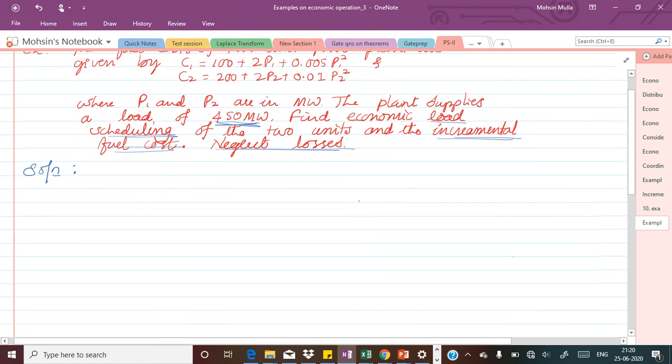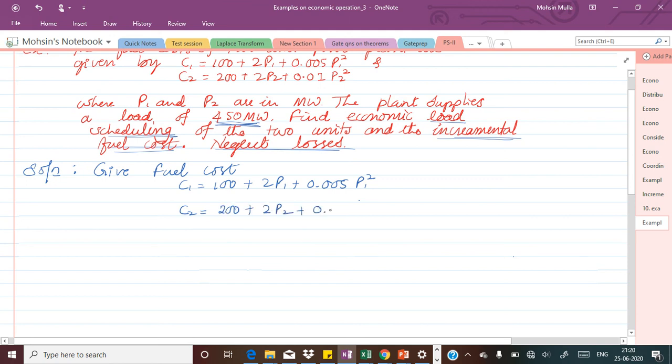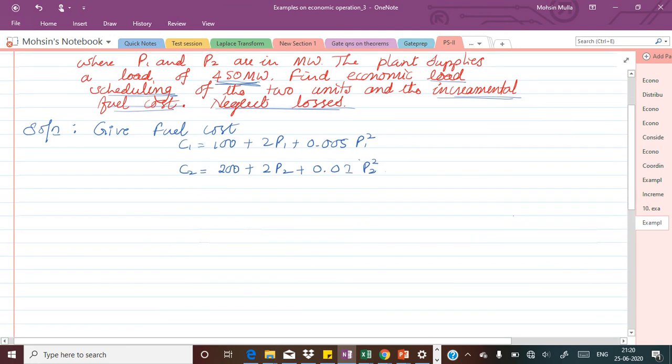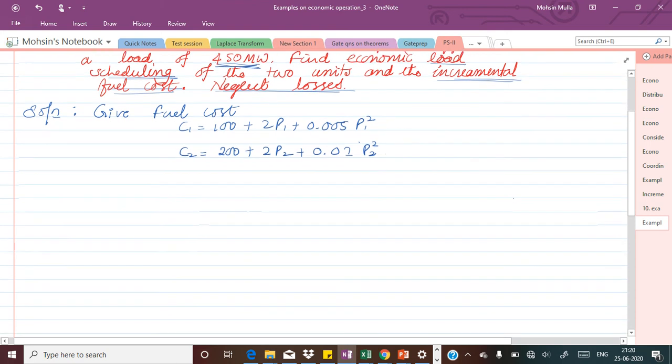First let us write the given two equations. Given is the fuel cost. The fuel cost of the first unit is 100 plus 2 P1 plus 0.005 P1 square, and the fuel cost of the second unit is 200 plus 2 P2 plus 0.01 P2 square. But in order to determine the optimum operation we need to convert these fuel costs into incremental fuel cost. The incremental fuel cost can be obtained by differentiating the respective equation of the plant by the plant output.